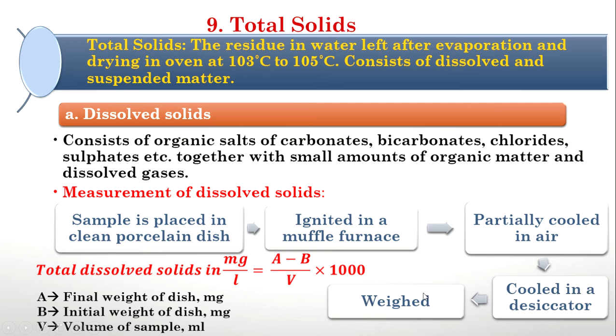First we take the initial weight of the sample plus dish, and then we weigh it after drying or flaming. So A and B are there. B is the initial weight of the dish and A is the final weight of the dish. V is the volume of the sample. When we use this equation, we get the total dissolved solids in milligram per liter. So this is very simple. We are just taking the sample, weighing it, igniting it in a muffle furnace, cooling it and weighing again. So you will get the total dissolved solids by using this equation.